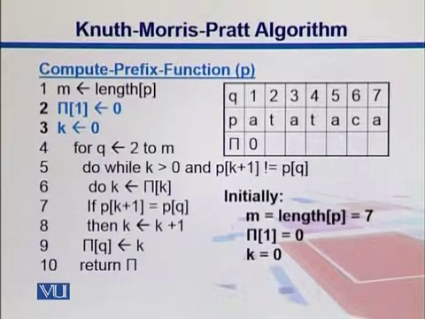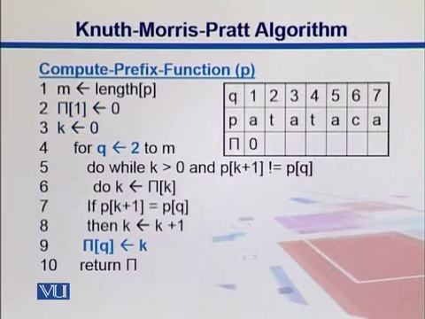So q moves from 1 through 7. We start with q equal to 2 as far as this for loop is concerned. Here we just initialized length of P equal to 7, pi of 1 equal to 0, and k equal to 0. Now we move to the next step. We start with q equal to 2 to m. So right now we are at q equal to 2.